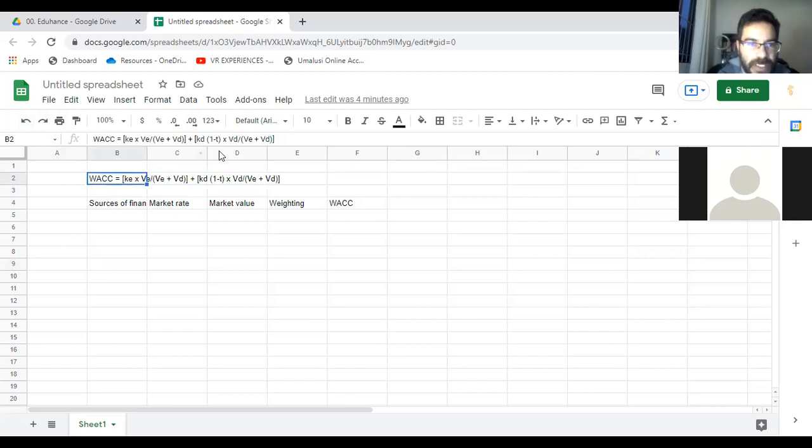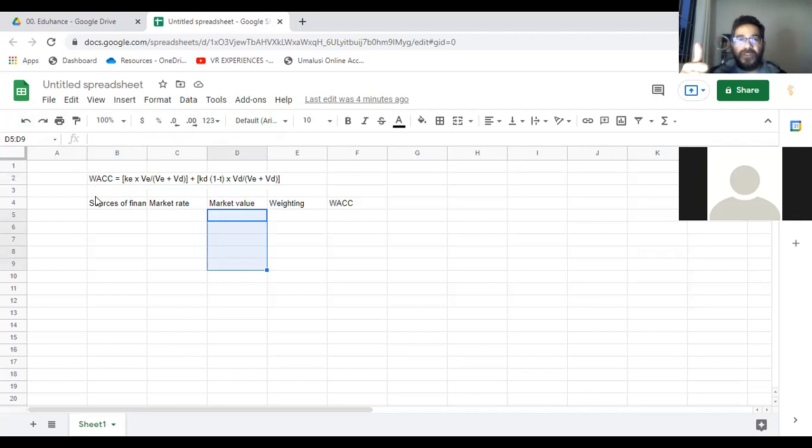Should be right. So this whole thing over here is the weighting of debt. This thing over here is the weighting of equity. As you can see, we're saying V, which represents market value, so we will put in the market values over here. Try to see how this formula comes down into the three components: source of finance, market rate, and weighting. Just take note of that.